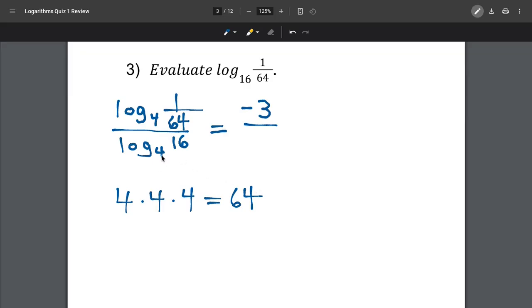Okay, this second one here, or the bottom part, we want to figure out how many 4s do we multiply together to get 16. Well, if we do 4 times 4, that does equal 16. So the bottom here is going to be 2. So our solution here is negative 3 halves. Cool. All right, let's keep going.